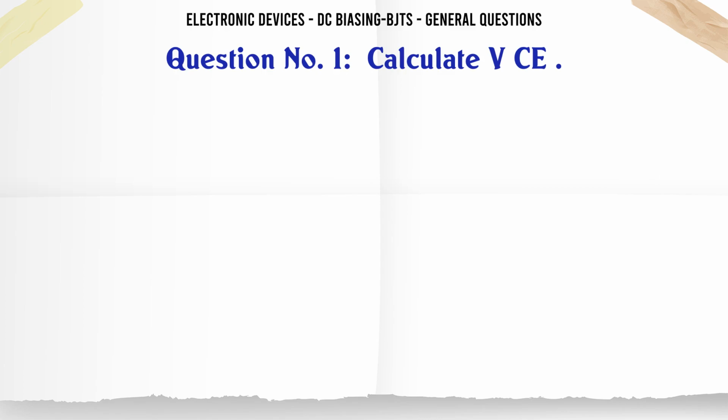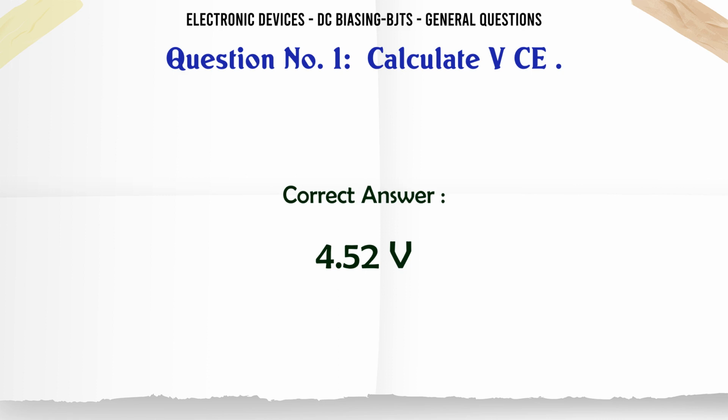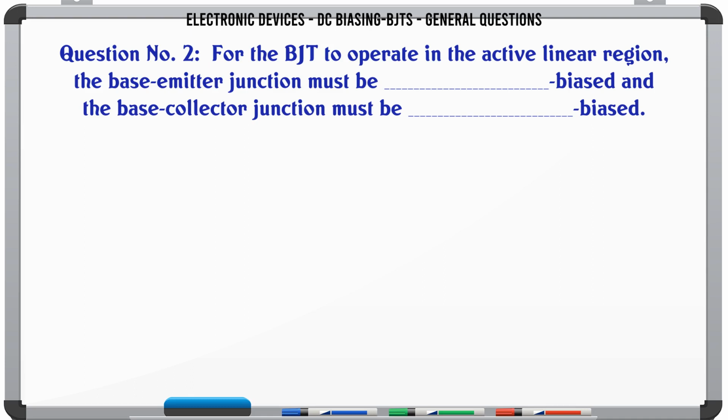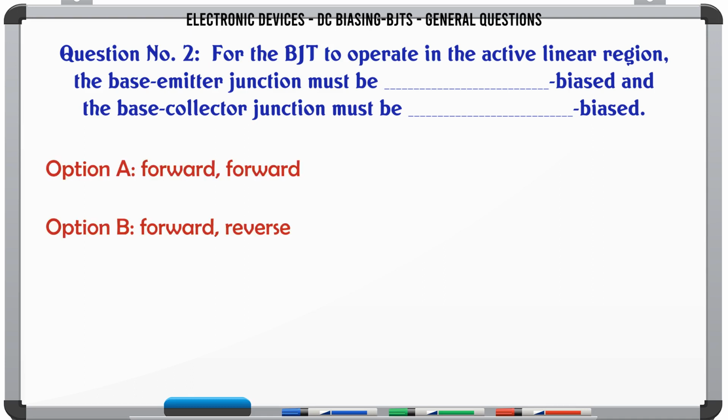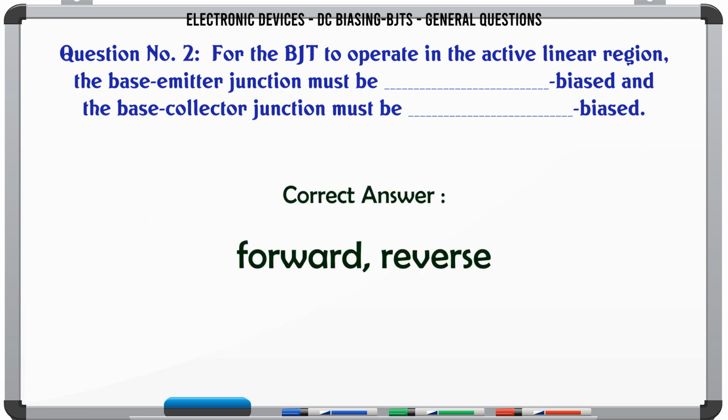Calculate VCE. A 4.52V, B 4.52V, C 9V, D 9V. The correct answer is 4.52V. For the BJT to operate in the active linear region, the base emitter junction must be biased and the base collector junction must be biased. A forward, B forward reverse, C reverse reverse, D reverse forward. The correct answer is forward reverse.